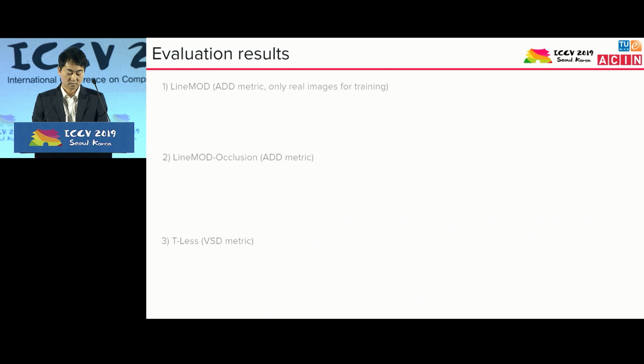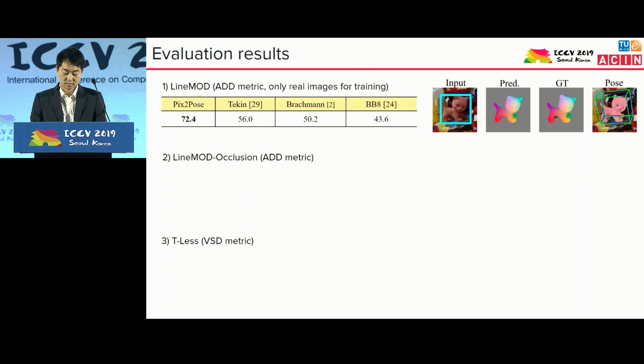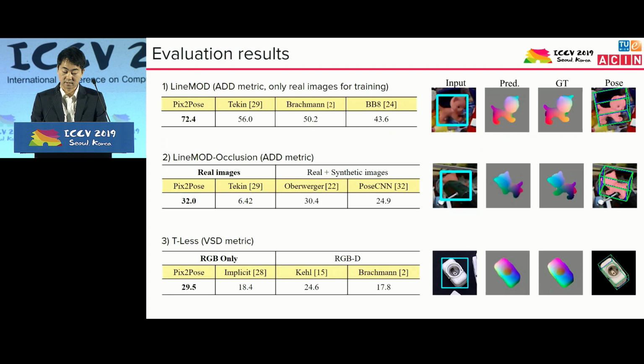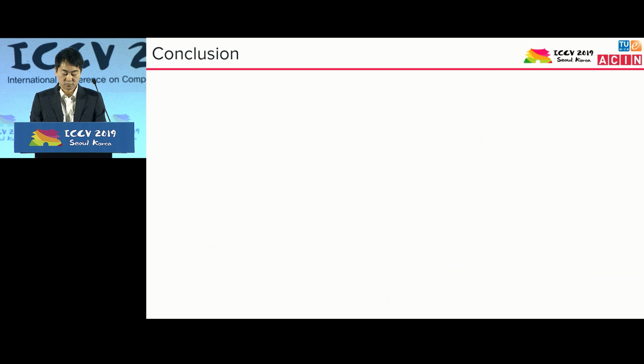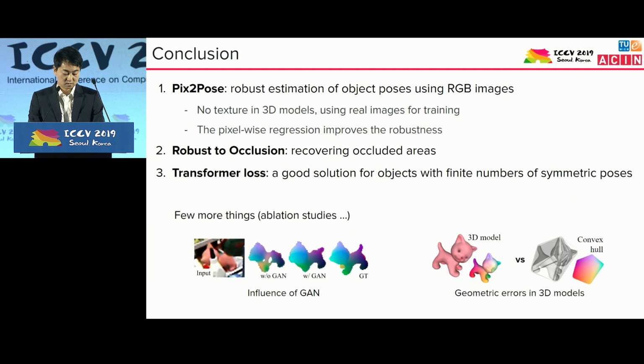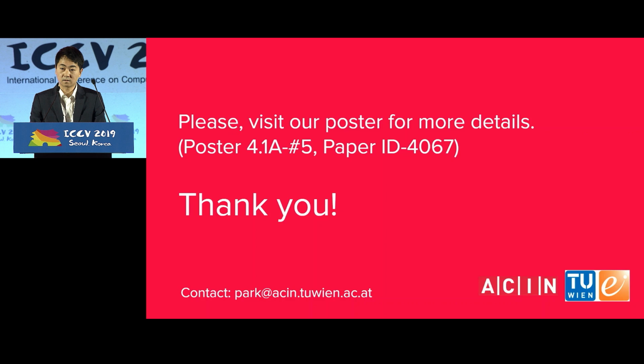For fully visible objects in LINEMOD, we robustly estimate the poses without refinement and outperform the state of the art using real images for training. Also, our method outperforms the state of the art for occluded objects and symmetric objects. As a conclusion, we propose PixelPose, which estimates pixel-wise coordinate values, and we show that our method is robust to occluded and symmetric objects. We have a few more interesting observations in our ablation studies, so please visit our poster number 5 for more details, and our code is publicly available online.